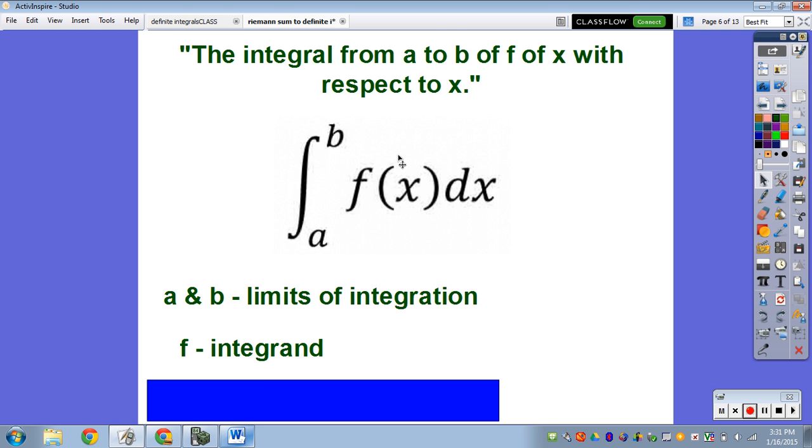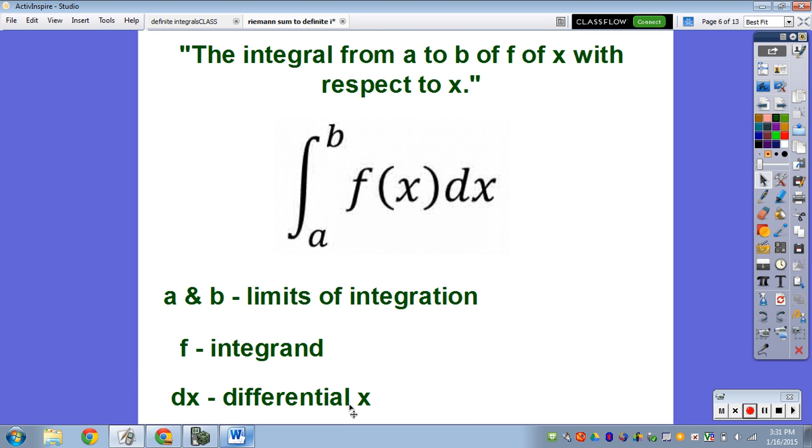F, your function, is referred to as the integrand. Just like when we have radicals, we have a radicand. It's an integrand. It's the function you're taking the integral of. And d of x is the differential x, or change in x, or in this case, when you want to refer to the entire integral with respect to x.